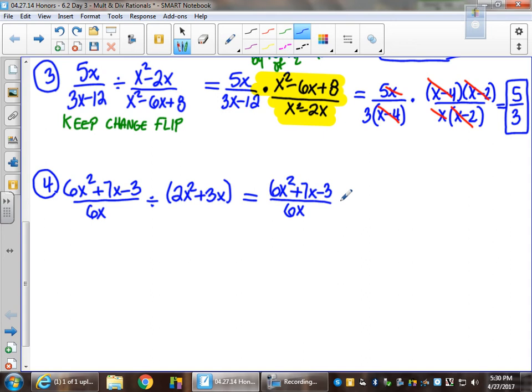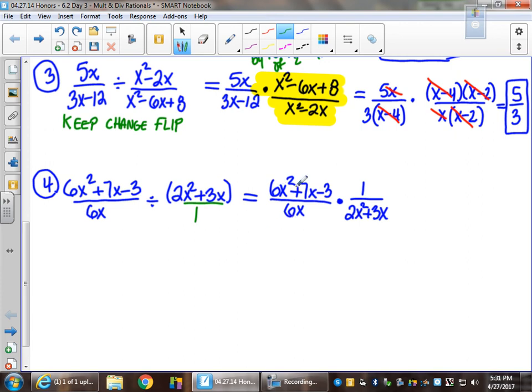So we kept the first fraction the same, changing this to multiplication, and multiplying by the reciprocal of the second fraction. So just like with adding and subtracting, when something doesn't look like a fraction, make it 1. So technically, this factor, 2x squared plus 3x, is being divided by 1. So if it helps to draw in those invisible ones, do so. Now that we have multiplication, we can start looking for GCF and what can factor. So see if you can finish this one by yourself. Let's factor, look for GCF, simplify, pause here, and then we'll compare answers.